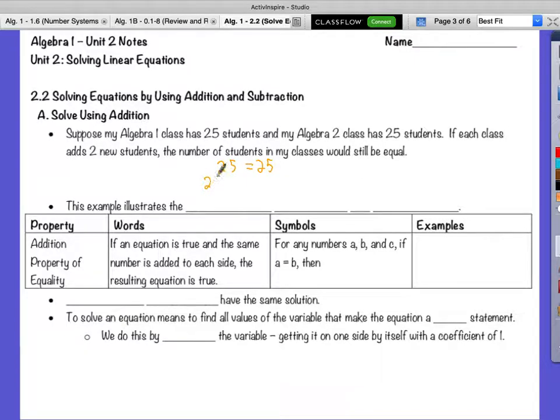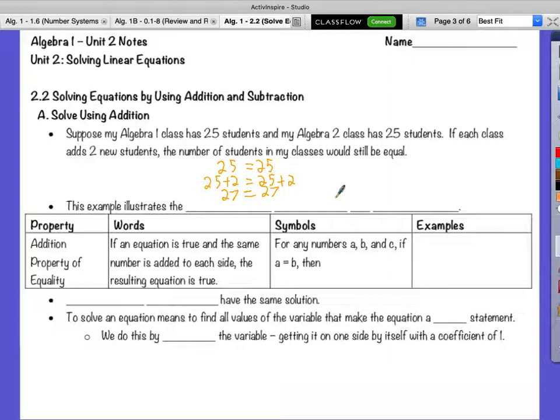So if I take 25 plus 2, what am I also doing to this right side of the equation? We have a left side of the equation and a right side of the equation. I'm still adding 2, right? Because I'm adding 2 to each class, right? So how many do I have in my Algebra 1 class? 27. And how many do I have in my second class? 27. So it's still equal, right?